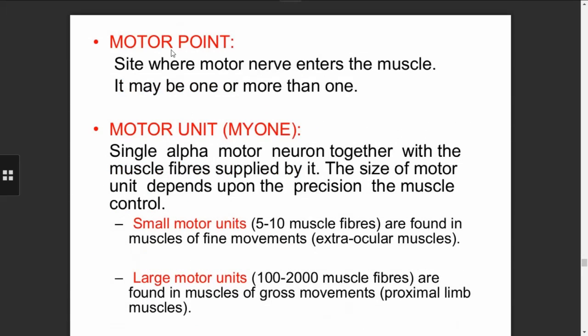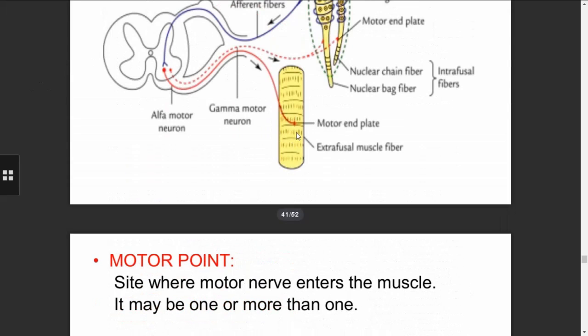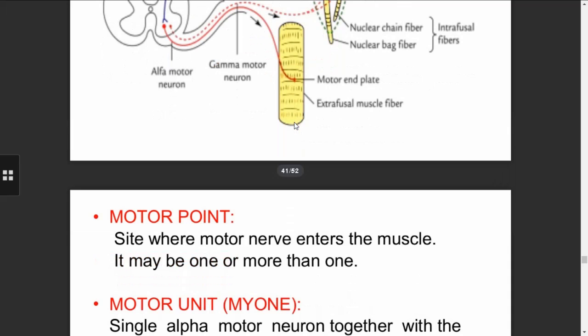Motor point: the site where a motor nerve enters the muscle. What is a motor point? The site where a motor nerve enters the muscle. This is the motor nerve, and this is going to enter the muscle. This is the motor point where it will enter the muscle.